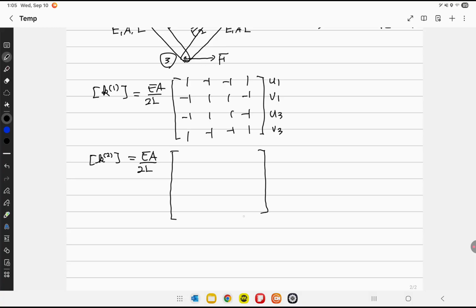So in this case, L is negative, M is negative as well. So 1, 1, negative 1, negative 1. 1, 1, negative 1, negative 1. Negative, positive, negative, positive. In this case, this is between U2, V2, U3, V3.